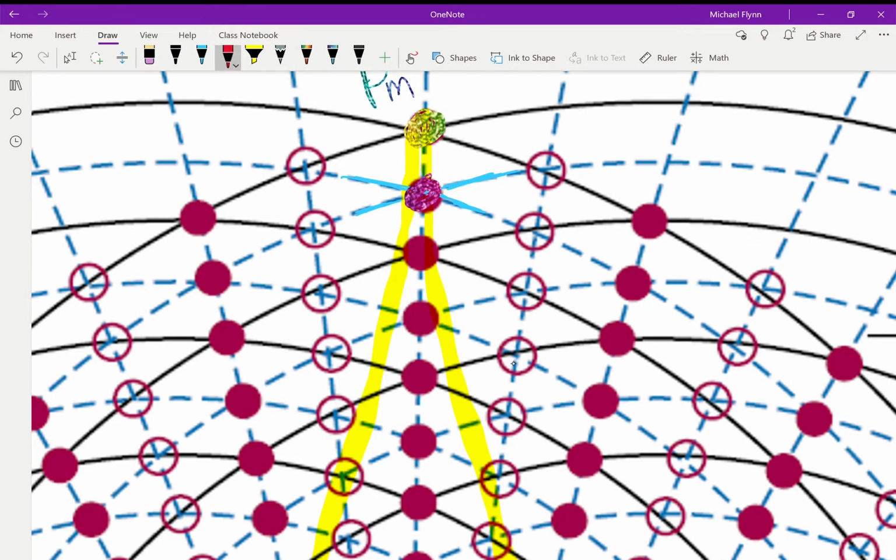Now, these lines here, which I'll color red, are crests. This one came from S2.